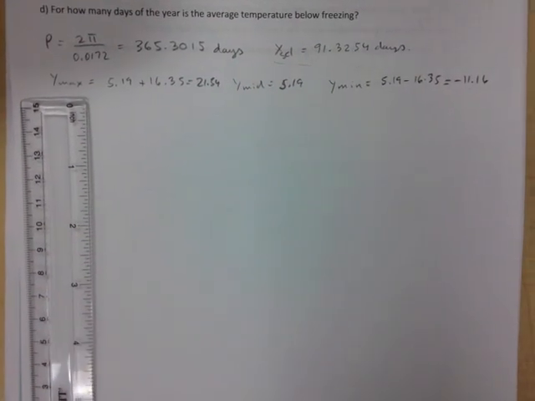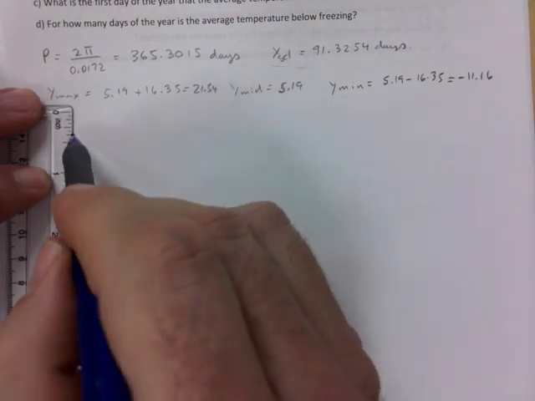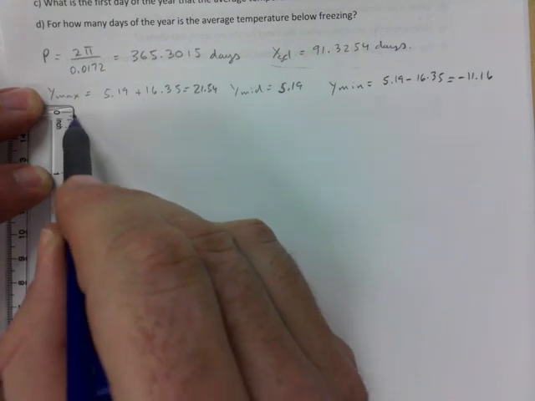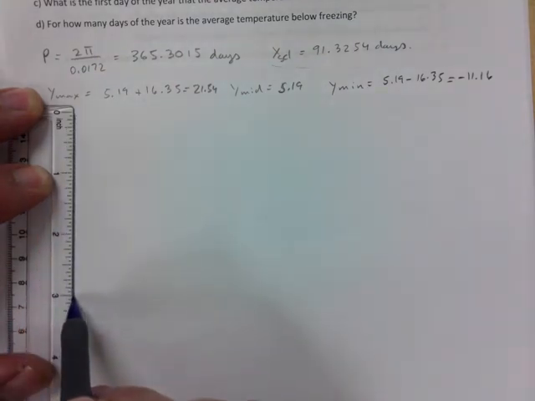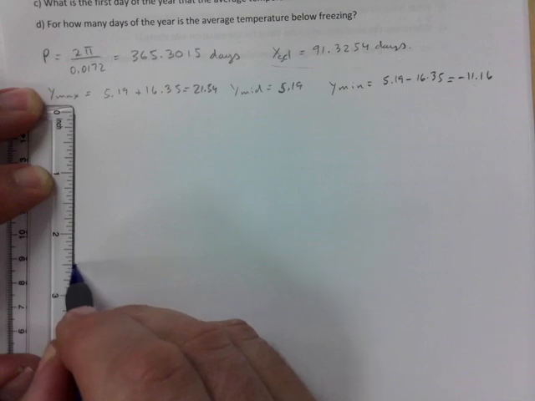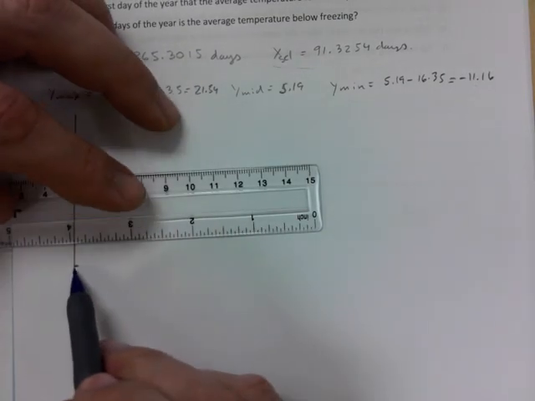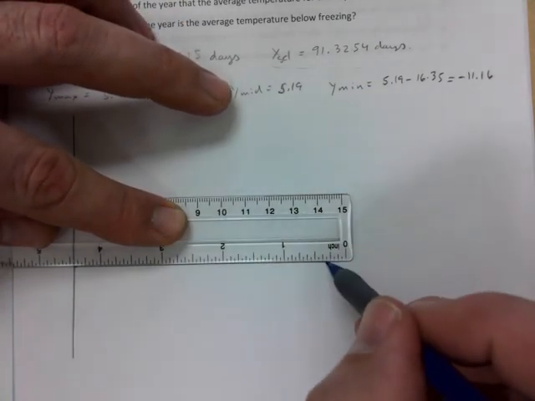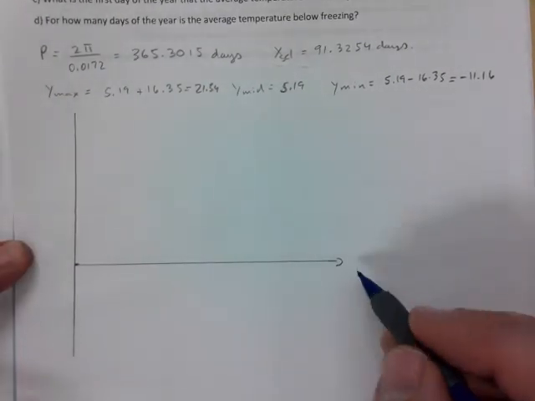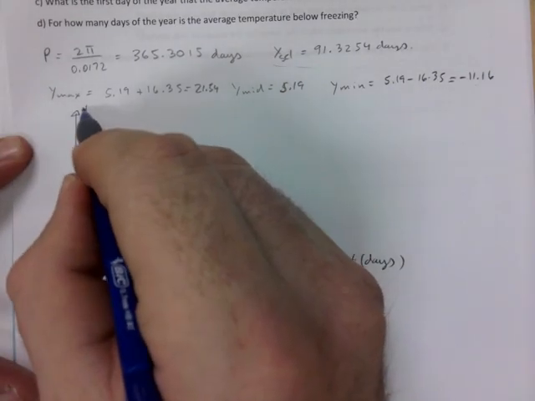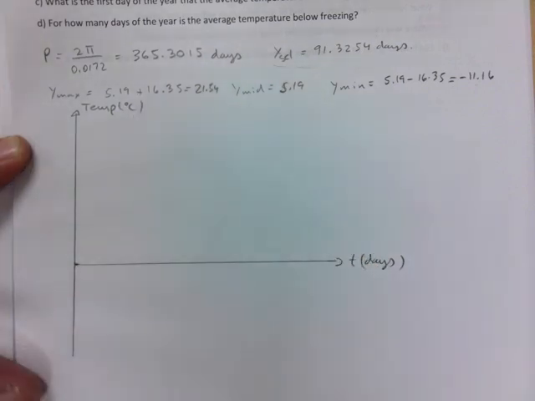Let me zoom out a bit. We're going all the way up to 20 something and then below negative 10-ish. So I'm going to do this just a little bit more. I'm going to make my x-axis be right about there, actually negative 11. So this is going to be my graph. Time in days, and this is temperature in degrees Celsius.